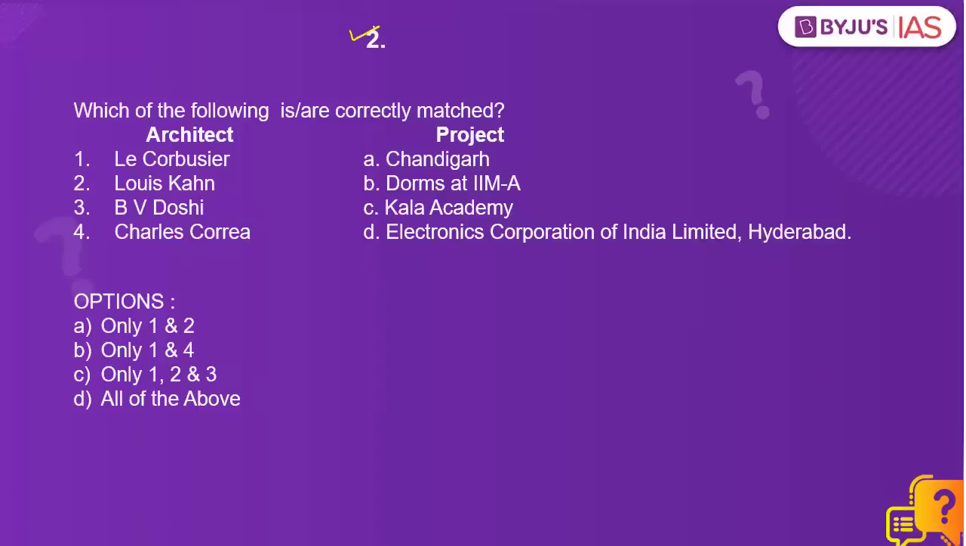Which of the following is or are correctly matched? On one hand, we have an architect, on the other side, the project. Le Corbusier designed Chandigarh, correct. Louis Kahn designed the dormitories at IIM Ahmedabad. B.V. Doshi or Balkrishna Doshi is the designer of the Kala Academy. And Charles Correa is the designer of Electronics Corporation of India Limited at Hyderabad. So all of them are correctly matched.